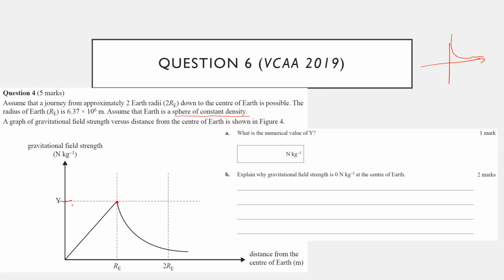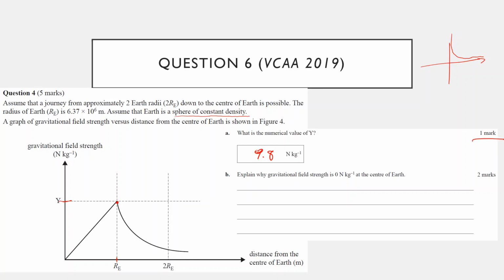Okay, think about where you are. Try and picture yourself in this situation. If you are at a distance from the center of the Earth of 1 Earth radii, where are you? Think. That's right. You're at the surface of the Earth because you are at 1 Earth radii. That's all it is. So you think, okay, what is the gravitational field strength at the surface of the Earth? 9.8. That's all it is. No calculation required. 1 mark.